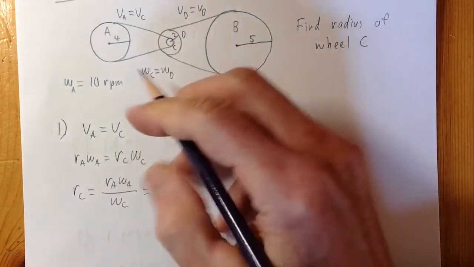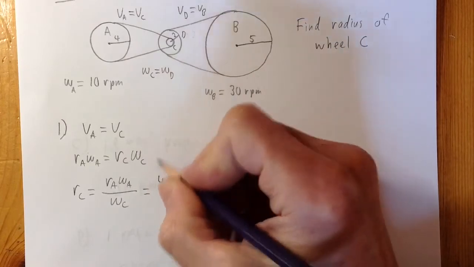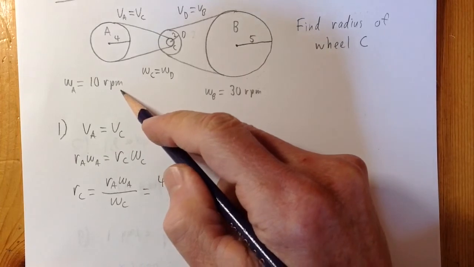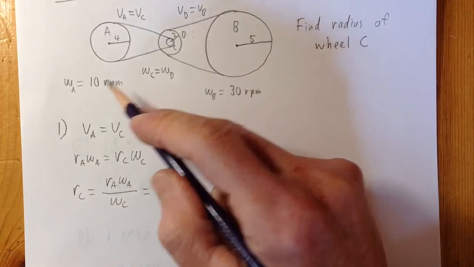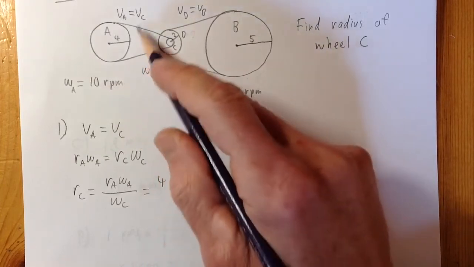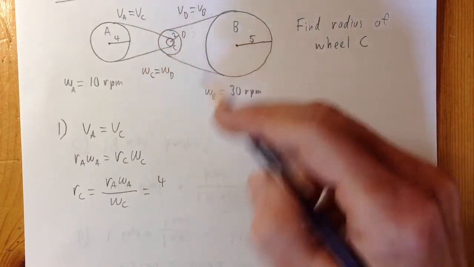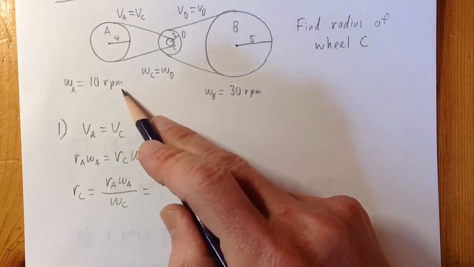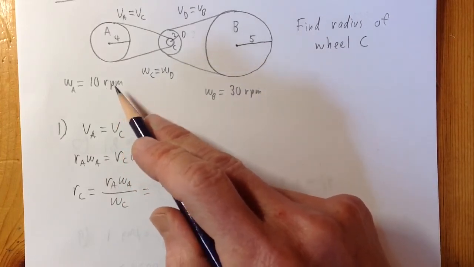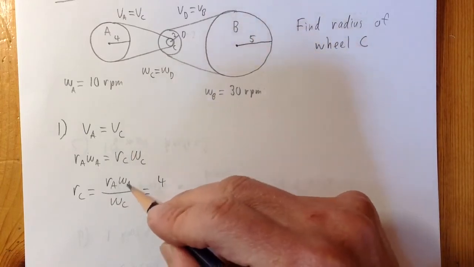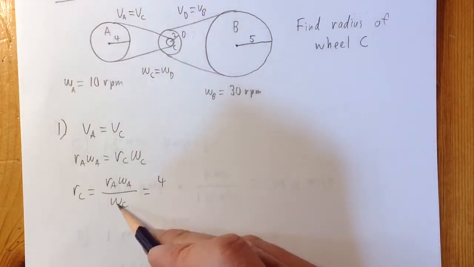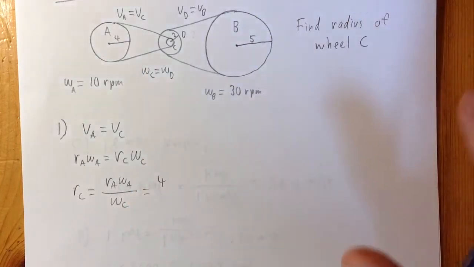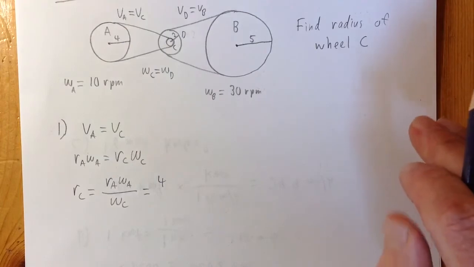So radius of A is 4. Omega A is 10. Now notice we're going to do rotations per minute, and that's okay. As long as we keep rotations per minute everywhere for all our omegas, they're going to cancel out and we'll get the right answer. We don't need to change it to radians per second or anything. As long as we always have everything in RPMs, the units will cancel, because we'd have an RPM divided by an RPM. So the good thing is we don't need to change the units as long as they're all the same, which they are, right?